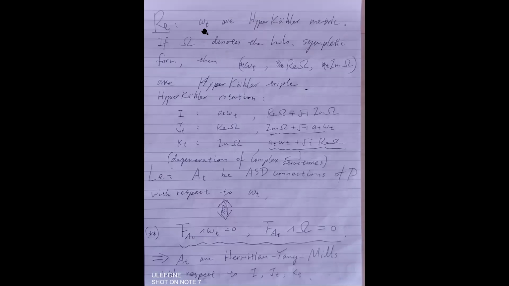Okay, so in this case, this omega t is called a hyperkähler metric. It's just not Ricci flat. And if omega denotes the holomorphic symplectic form, we end up with a hyperkähler triple. So for example, we multiply by some positive number this omega t, then we consider the real part and the imaginary part, we end up with this, called the hyperkähler triple. Then we have the hyperkähler rotation.